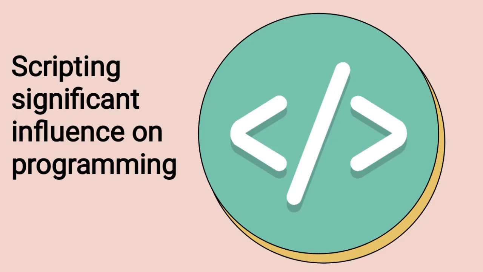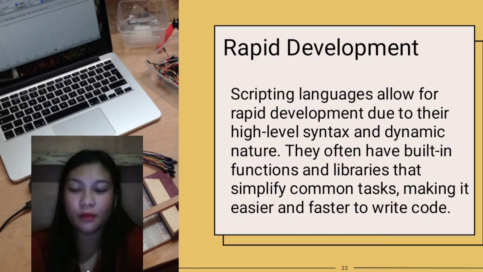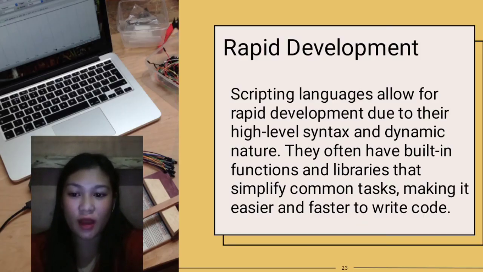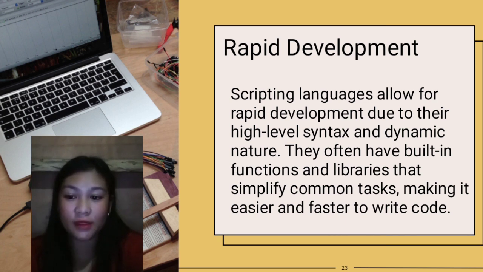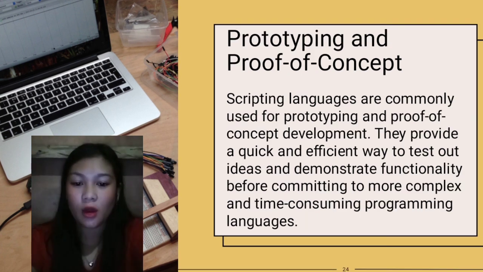Scripting has a significant influence on programming. Rapid development. Scripting languages allow for rapid development due to their high-level syntax and dynamic nature. They often have built-in functions and libraries that simplify common tasks, making it easier and faster to write code. This focus on speed and ease of development has influenced programming languages to adapt similar features and libraries to accelerate development time.